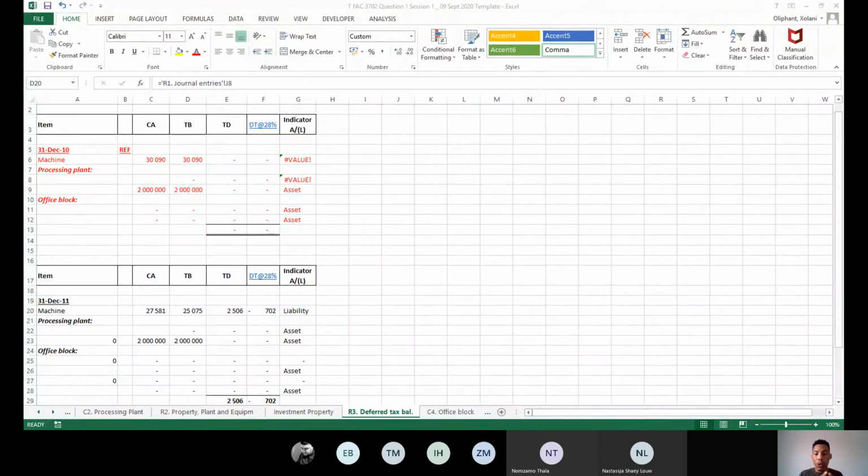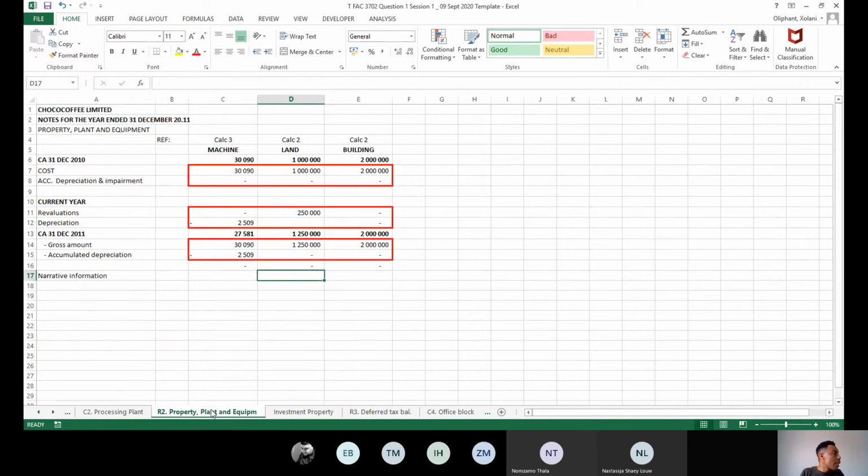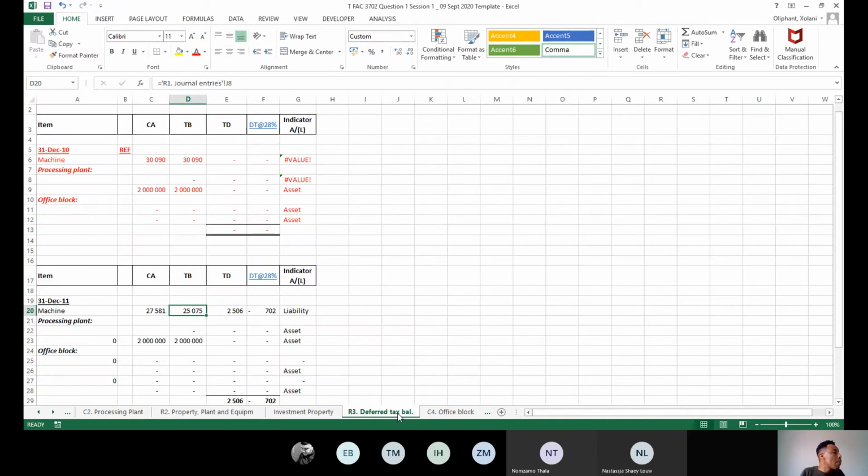Fine. Now, what we're going to do again is take the processing plant, and follow the same steps: we're going to plot it in your disclosure note, and then plot it in my deferred tax, right? So the moment you're done doing the calculation, you must go and plot. Okay. Now we're going to do the processing plant.